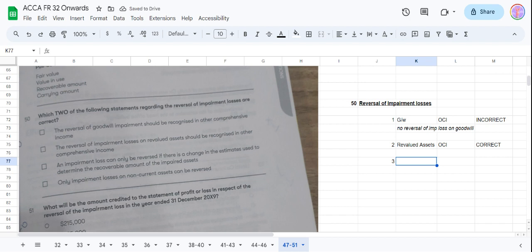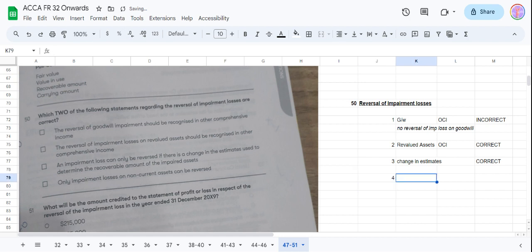Third one. Impairment losses can only be reversed if there is a change in the estimates used to determine the recoverable amount. If there is a change in estimates, that's right. So this is also correct.